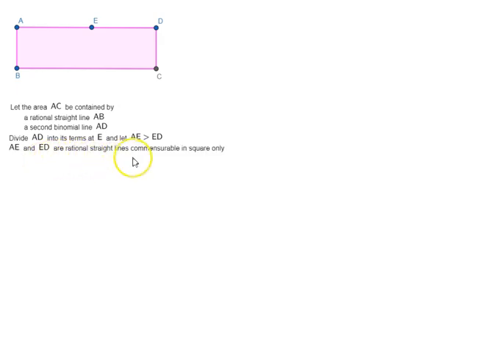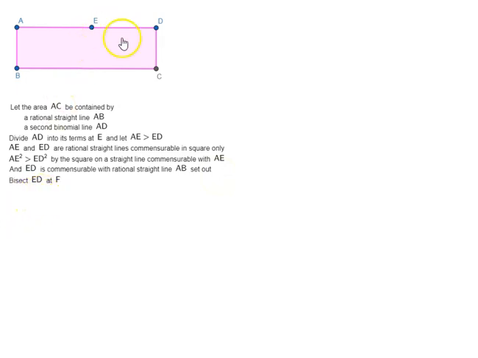AE and ED are rational straight lines commensurable in square only. This comes from the definition of the second binomial. Now, since AE is greater than ED, AE square is greater than ED square by the square on a straight line commensurable with AE. This again comes from the definition of the second binomial. And ED is commensurable with the rational straight line AB set out. Okay, so next we bisect ED at F, which means basically that EF is equal to FD.